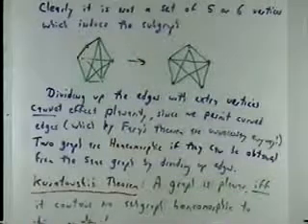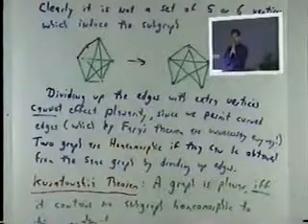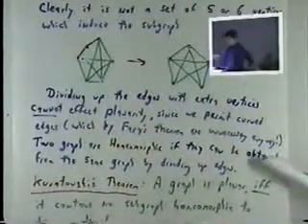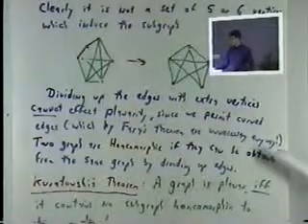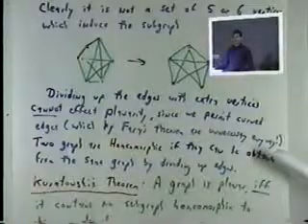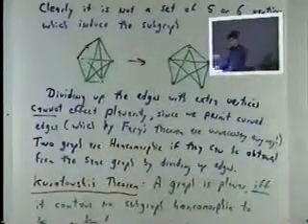So the main idea is that we can kind of take these edges. So two graphs are homeomorphic if they can be obtained from the same graph by dividing up edges.